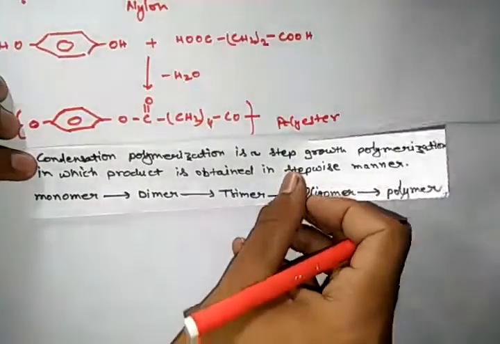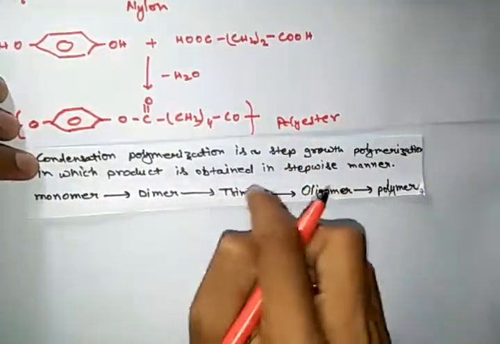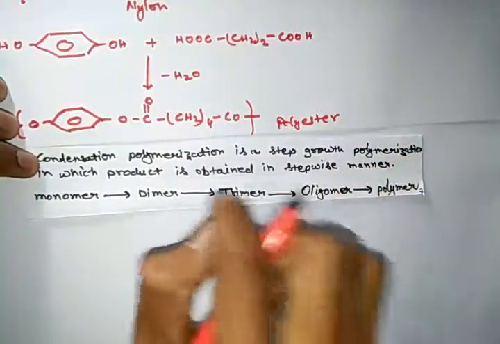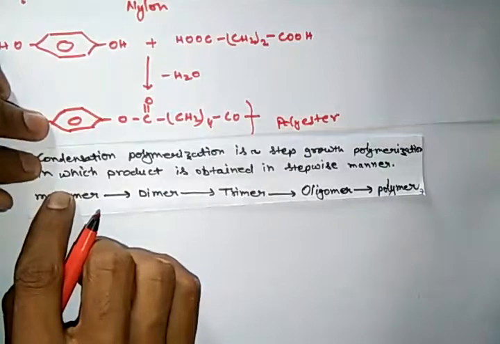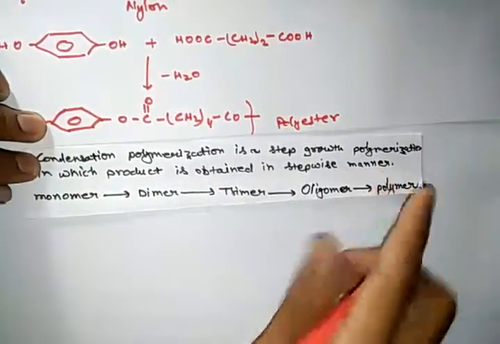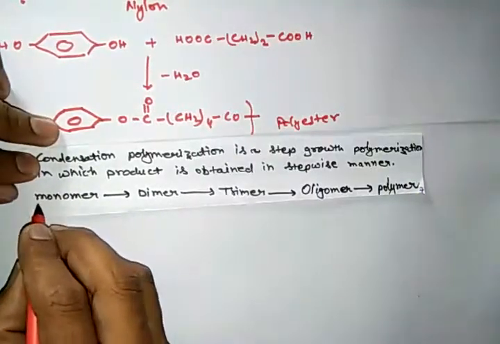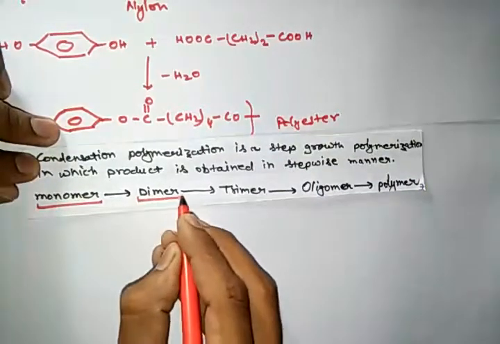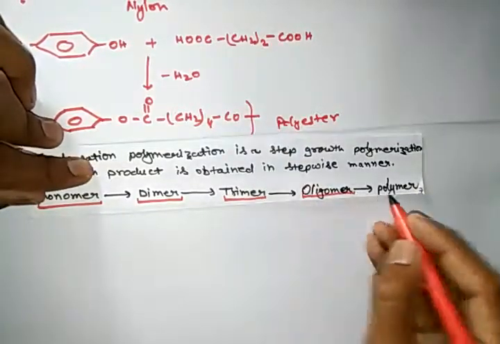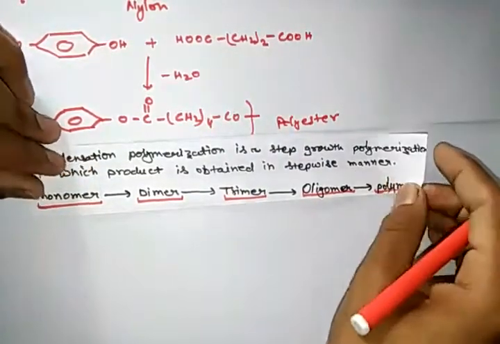Condensation polymerization is a step growth polymerization in which the product is obtained in a stepwise manner. First of all, monomers make a dimer, then a trimer, then oligomers, and then polymers. So it is a step growth process, and in this process all the steps come one by one.